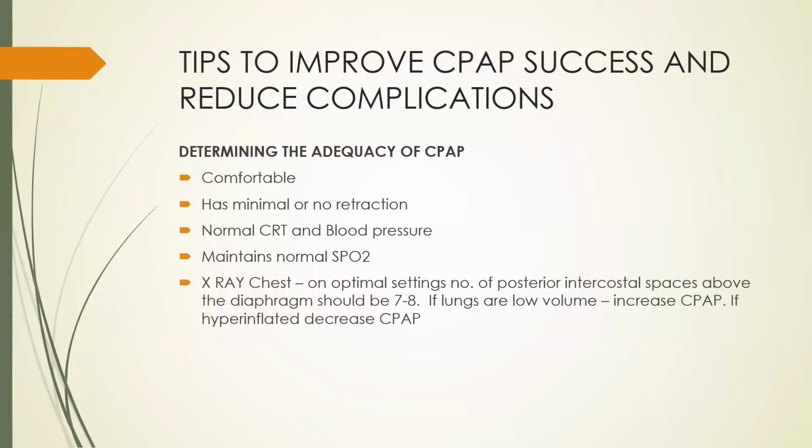One way of determining the adequacy of CPAP is by performing a chest X-ray. On optimal settings, the number of posterior intercostal spaces above the diaphragm should be 7 to 8. If lungs are low volume, then we increase the CPAP, and if hyperinflated, then decrease the CPAP.